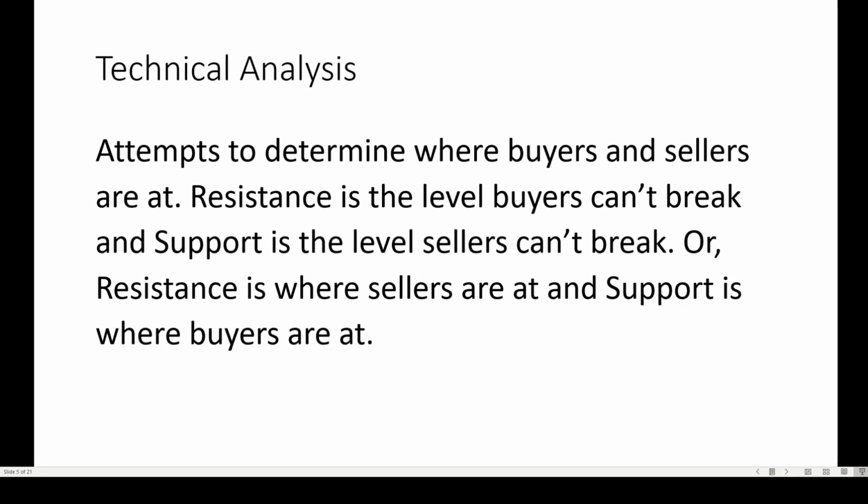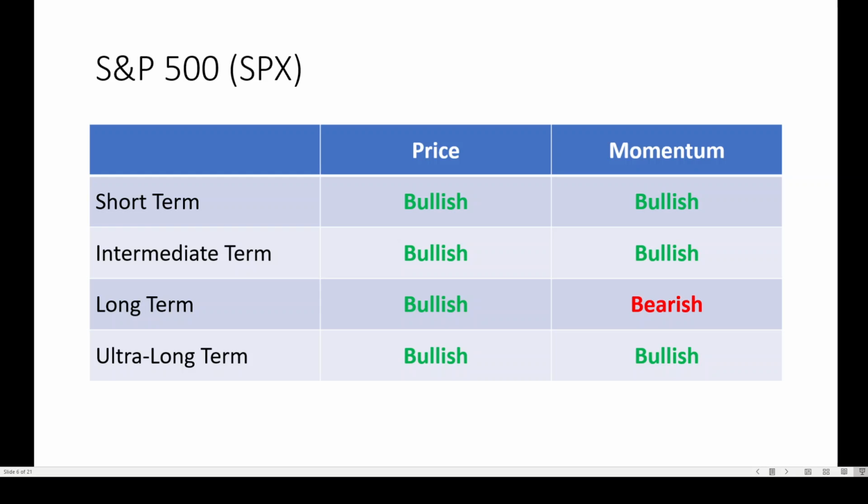Technical analysis attempts to determine where buyers and sellers are at. Resistance is where sellers are at, and support is where buyers are at. Remember, technical analysis and charting cannot determine future price. It just helps increase your probabilities and reduce your risk exposure when you're trading.